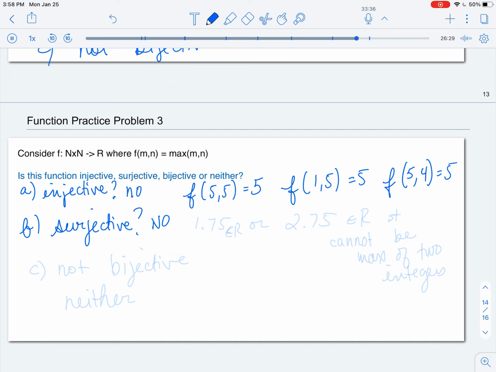So any number in the reals that is not an integer is not going to have anything in the domain mapping to it. So for example, 1.75 cannot be the maximum of 2 integers, or 2.75, and so forth. So anything that is not an integer will not have anything mapping to it. So it is not surjective. And since it's neither injective nor surjective, it can't be bijective. So the answer for this one is neither.